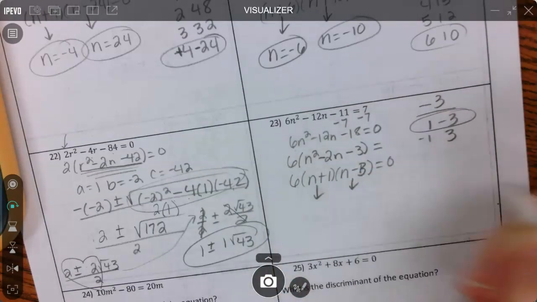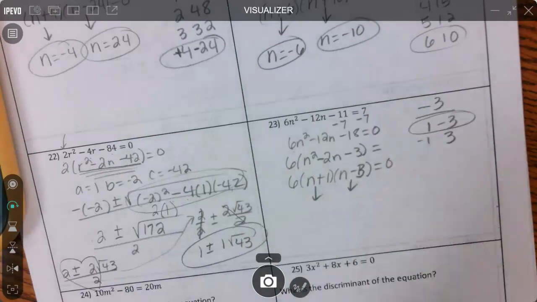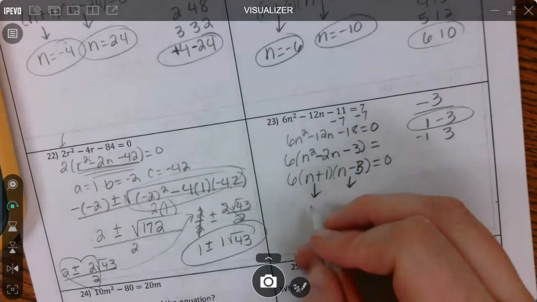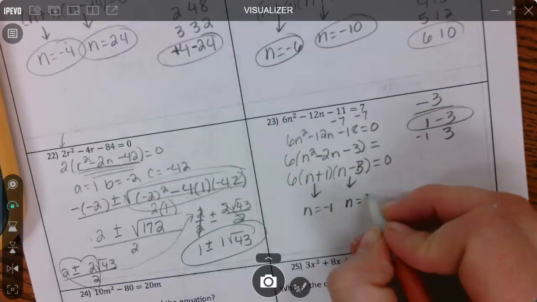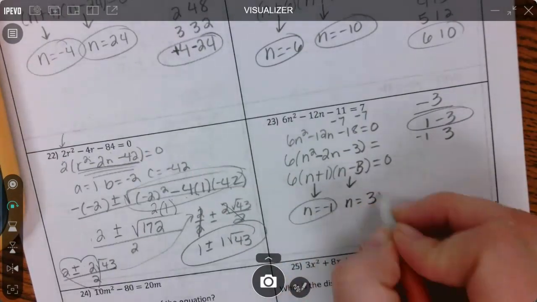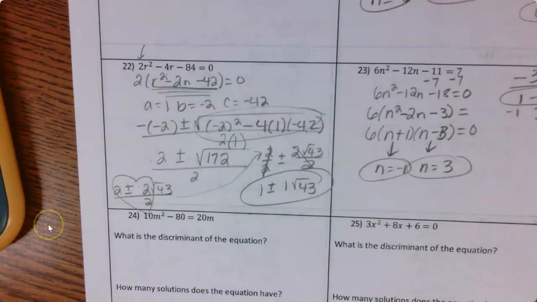Set these two factors equal to 0. If you set 6 equal to 0, it just kind of goes away. So n equals negative 1 and n equals a positive 3. So those are your two solutions here. Okay, the last couple questions.